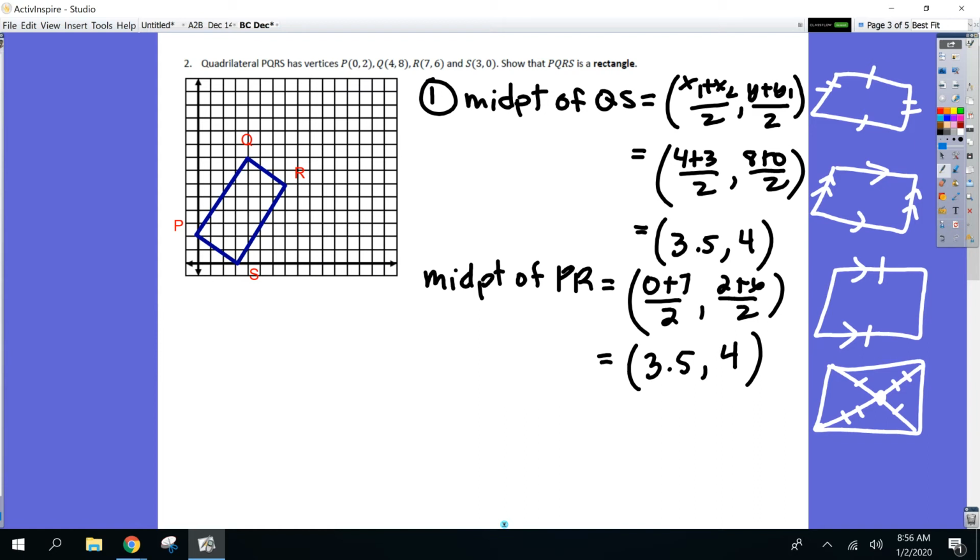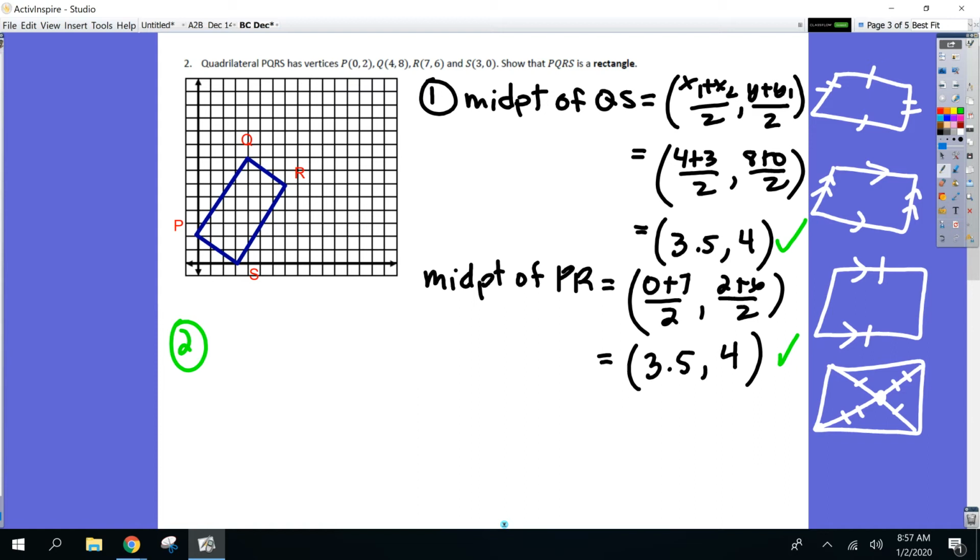So step 1, show me your formulas. Slope, midpoint, distance. Show me them. Step 2, what did you just learn from your formula? This came out to be 3.5 comma 4. So did this. What did we just learn then? It's not a parallelogram yet. We didn't learn that. All we said was, what about PR and QS?